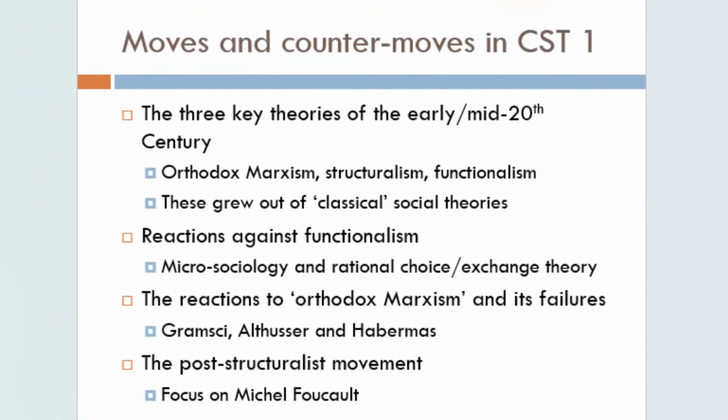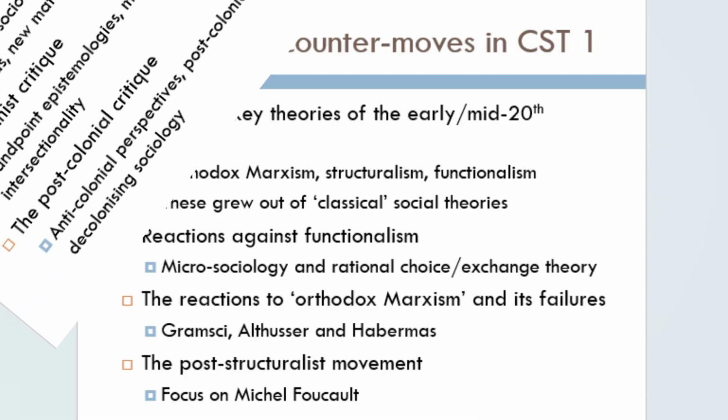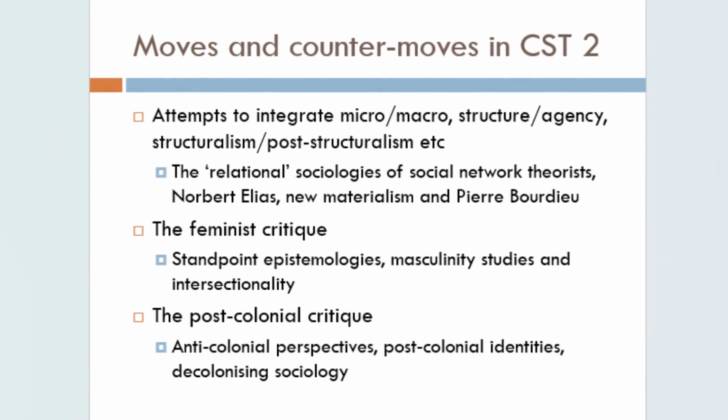Moves and counter-moves in CST. These slides give you the broad intellectual arc of the unit. Early 20th century sociology crystallizes around Marxism, structuralism, and functionalism. Then come reactions. Microsociology and rational choice push back against functionalism. Neo-Marxism reacts against economic determinism. Post-structuralism unsettles the idea of stable structures and subjects. Later, there are attempts at synthesis, Elias, Bourdieu, network approaches.